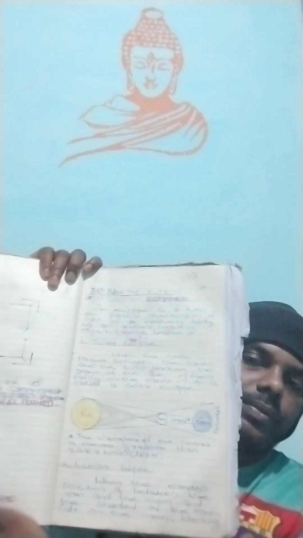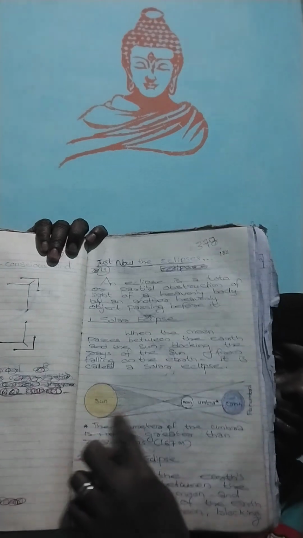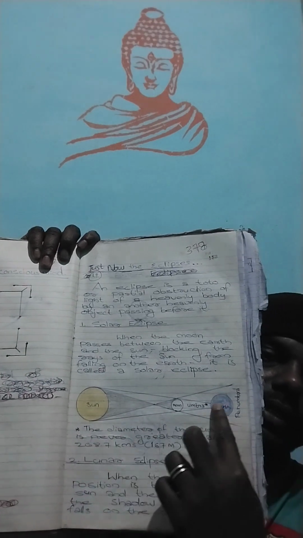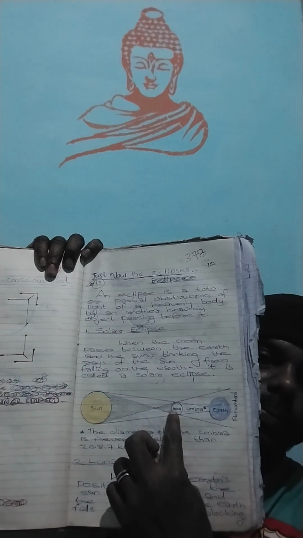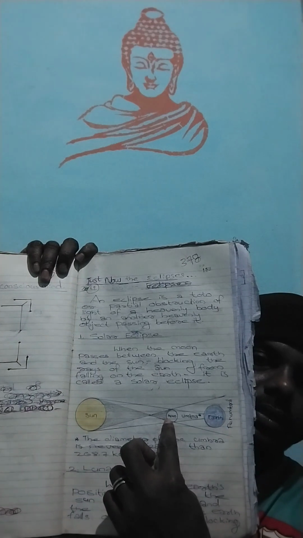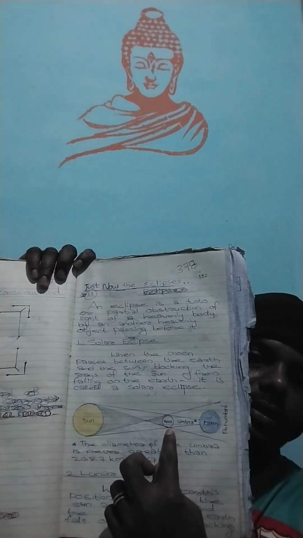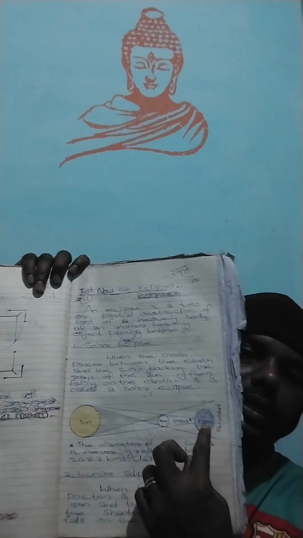Here is the solar eclipse graph: sun, moon and the earth. The moon is the central part. It is the sun, it is the moon, it is the earth. This is the solar eclipse.